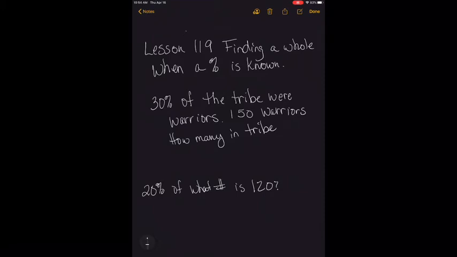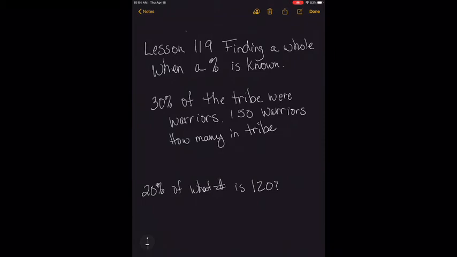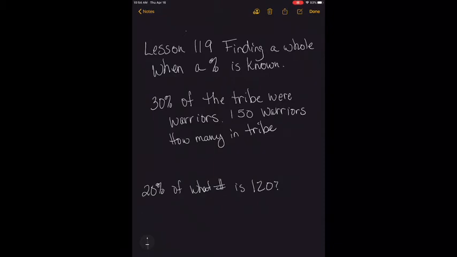Lesson 119 is about finding a whole when a percent is known. So this is almost identical to lesson 117. The only difference is that we're using percentages rather than fractions, but you know how to change percentages to fractions or decimals, so this should not be too difficult for you.